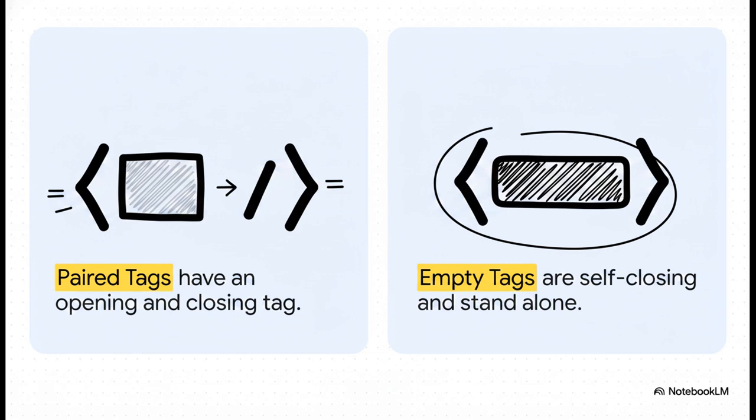On the flip side, we have empty or self-closing tags. These stand completely on their own without needing to be closed. Good examples of these are a line break or a horizontal rule that separates content on a page. Since they don't actually contain any text, they just don't need a closing tag.